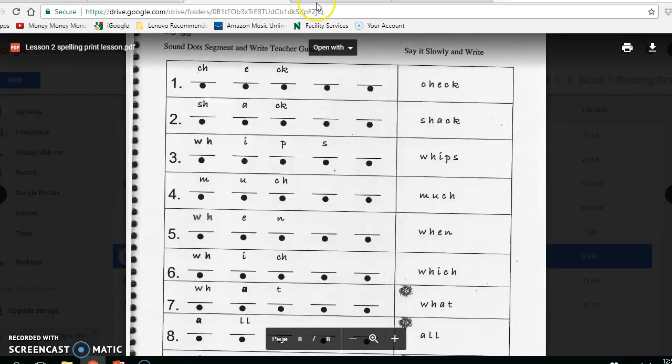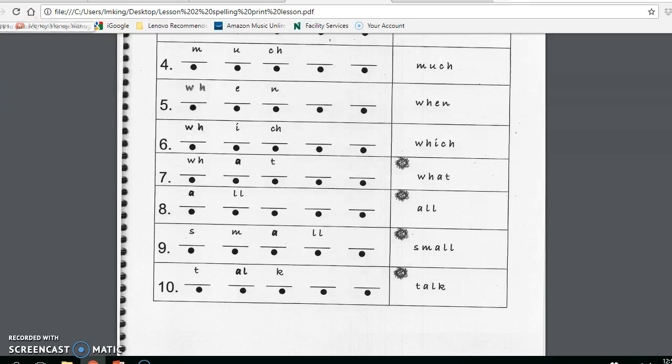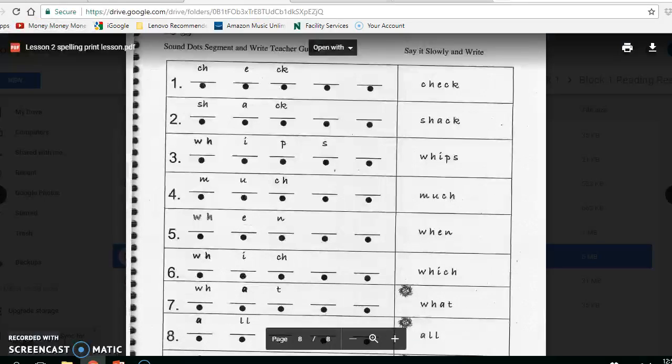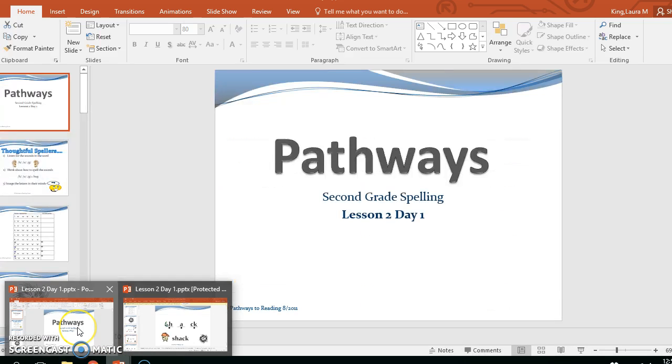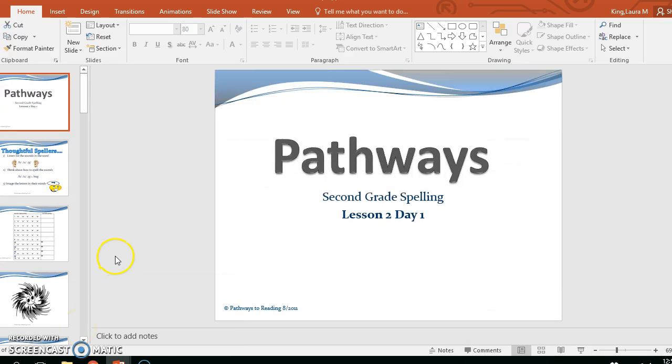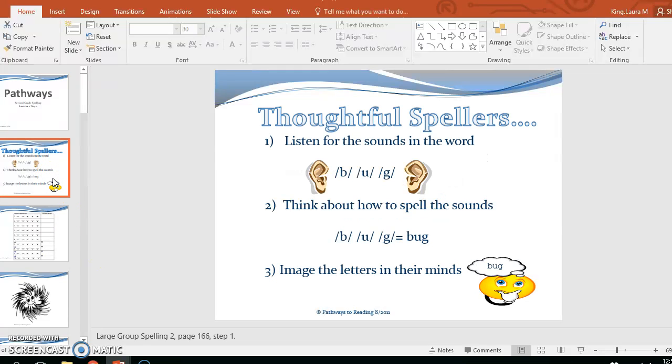Okay. The other thing you're also going to have in your resources is going to be some PowerPoints. So lesson 2, day 1 is what we're going to look at first. And the first slide is all about being a thoughtful speller.